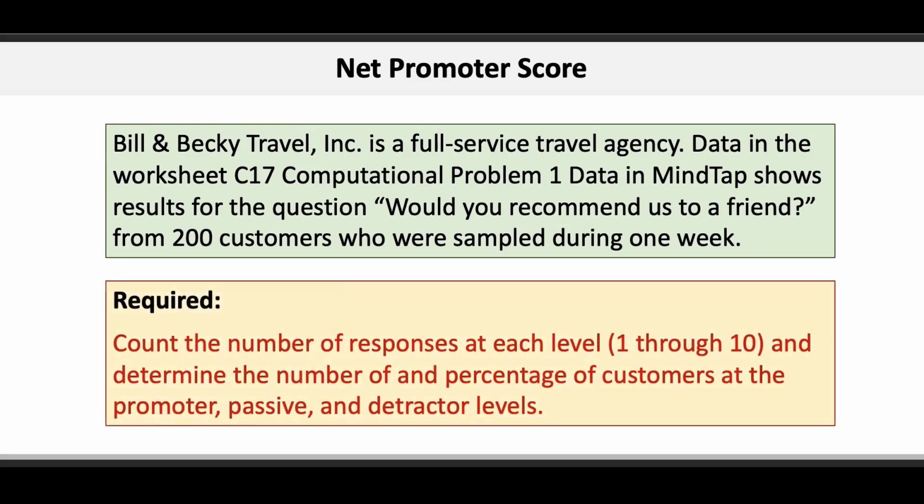The requirement for this problem is simply to count the number of responses on a scale between 1 and 10, and determine the number and percentage of customers at promoter, passive, and detractor levels. And then we'll calculate the Net Promoter Score.